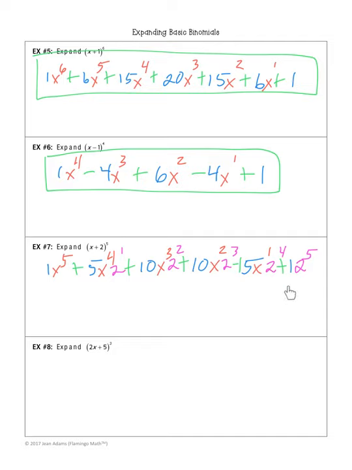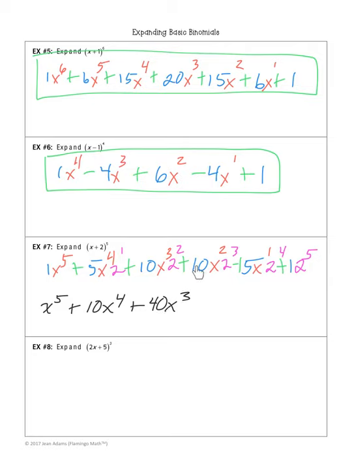Now you're not done because we actually have some multiplying to do. So we've got to multiply out 1 times 2 to the 5th, 5 times 2 to the 4th, 10 times 2 to the 3rd, etc. So our final answer is going to be x to the 5th plus, and then 5 times 2 is 10, so 10x to the 4th plus, and then 2 squared is 4, times 10 is 40, x to the 3rd. So sometimes some of these require a little bit extra work.